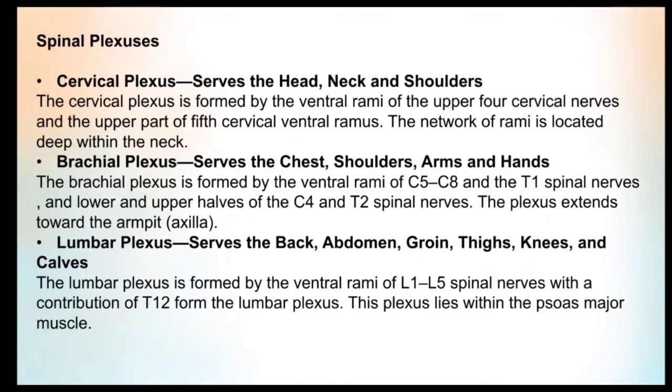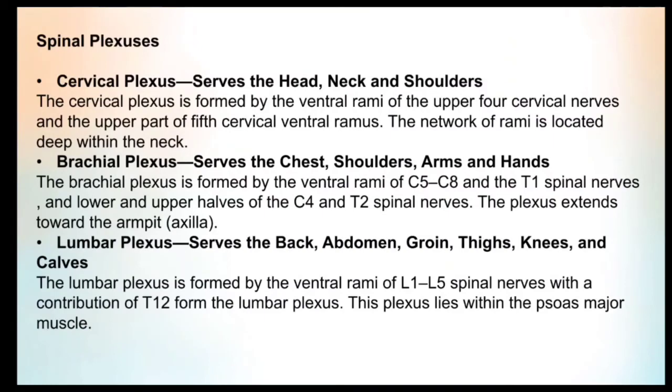First is the cervical plexus. Serves the head, neck, and shoulders. So, yung cervical plexus natin ay na-form siya mula sa ventral rami of the upper 4 cervical nerves and the upper part of 5th cervical ventral ramus. The network of rami is located deep within the neck.